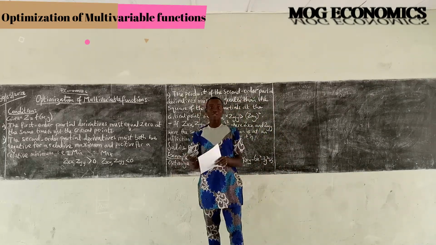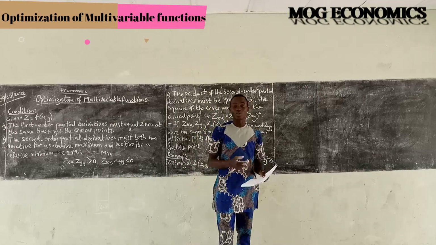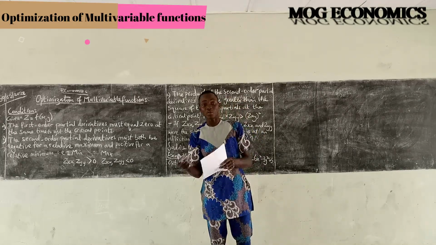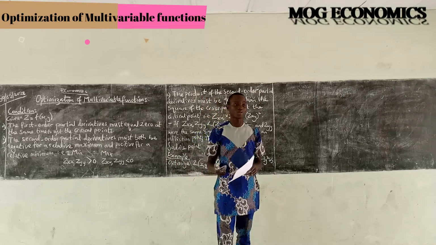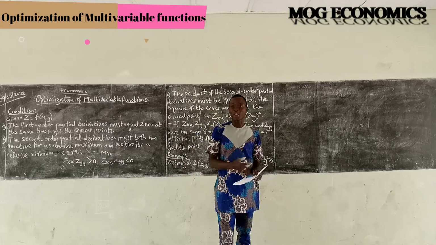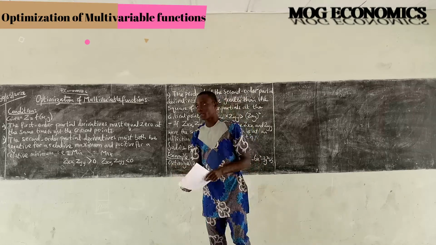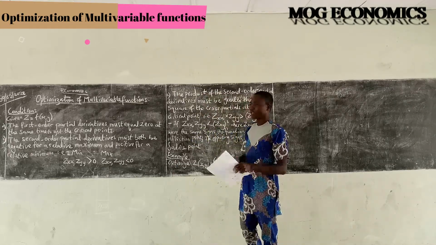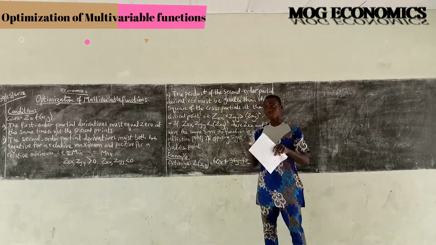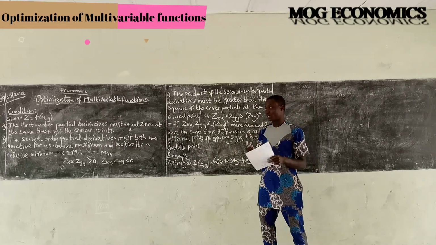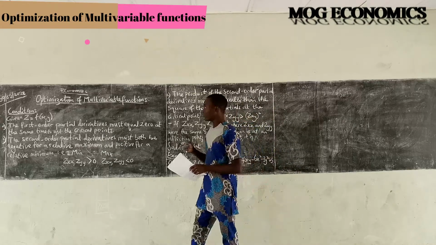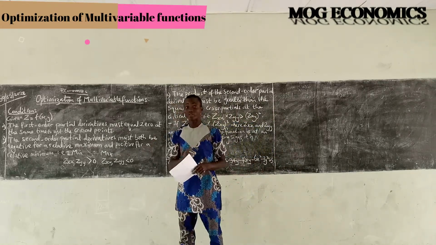Okay, so you could be asked to find the minimum values of a function, or you could be asked to find the maximum values of a function. You could be asked to minimize a function, you could be asked to maximize a function. Alright, so that's what optimization is about. So it's all about efficiency, putting your resources to the best use possible. Alright, so there are three conditions for optimizing multivariable functions.